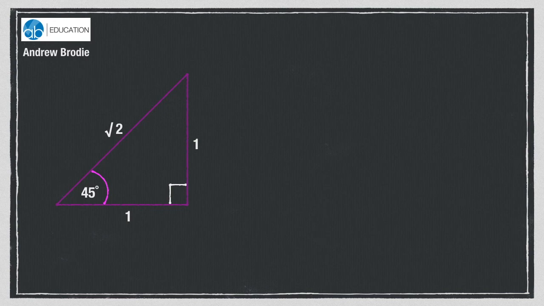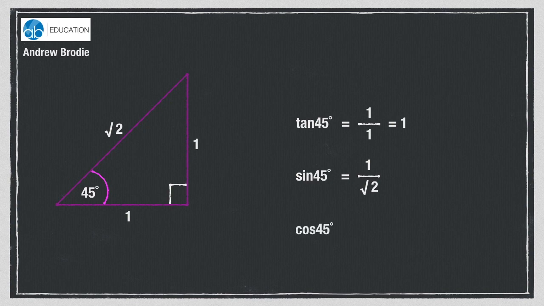Looking at the angles shown, the size of the side opposite is 1, the adjacent is 1, and the hypotenuse is root 2. So tan 45 degrees is opposite over adjacent, so it must be 1 over 1, which of course is 1. Sin 45 is opposite over hypotenuse and must be 1 over root 2. Cos 45 is adjacent over hypotenuse, so that is also 1 over root 2. You need to know these facts.